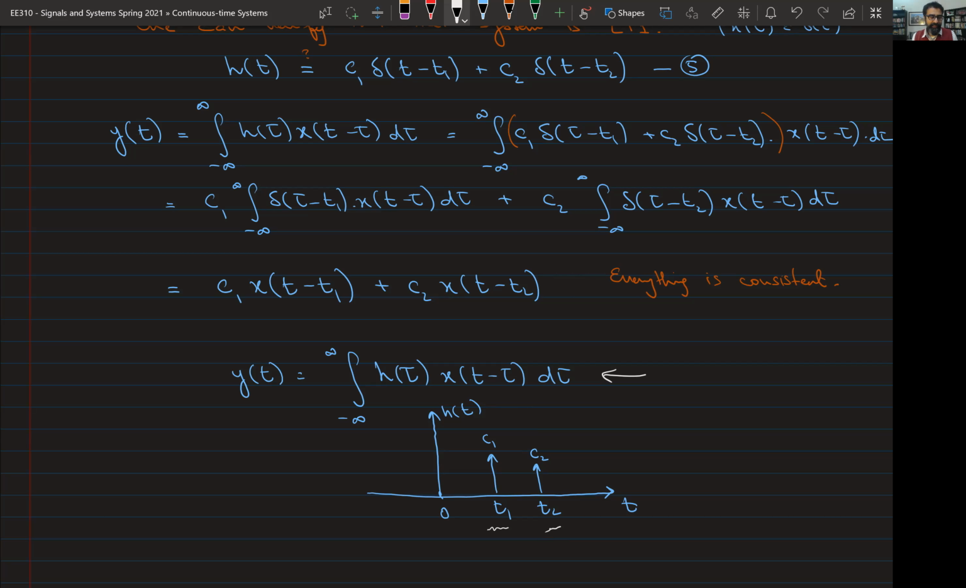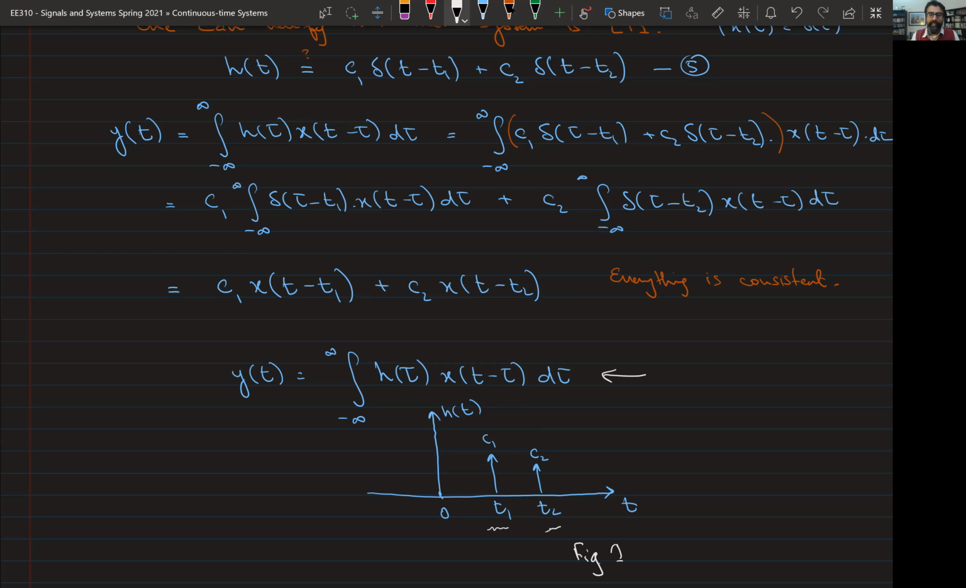So once again, if I were to give you an LTI system for which the impulse response looked like this figure 1, it would mean that the output includes 2 copies of the input. One copy is shifted by t1 seconds and attenuated by c1. The other copy is shifted by t2 seconds and attenuated by c2. Then both copies are added together, and that's how you get the output. So it's a linear combination of the inputs.